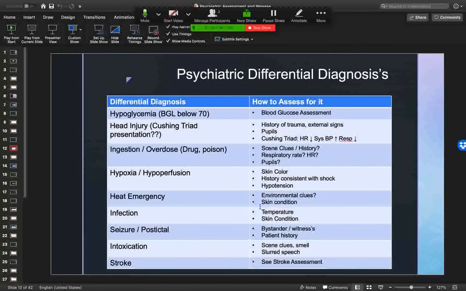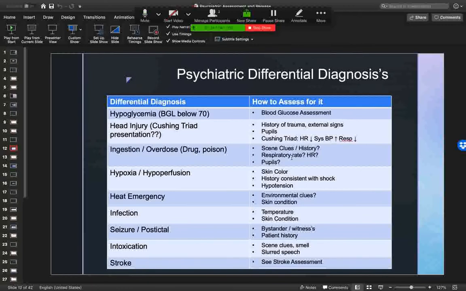Heat emergency. Again, are we outside? Are they sweating? Are they not sweating? Skin condition, mental status. Infection. Again, is there a history of one? The temperature. Are they having an infection now? Seizure. Again, patient history. Bystander witnesses. Intoxication. Are there any signs for that? And then stroke, obviously, with the stroke assessment. So for each single psychiatric patient, you have to think of every single one of these and be able to articulate that you ruled it out.